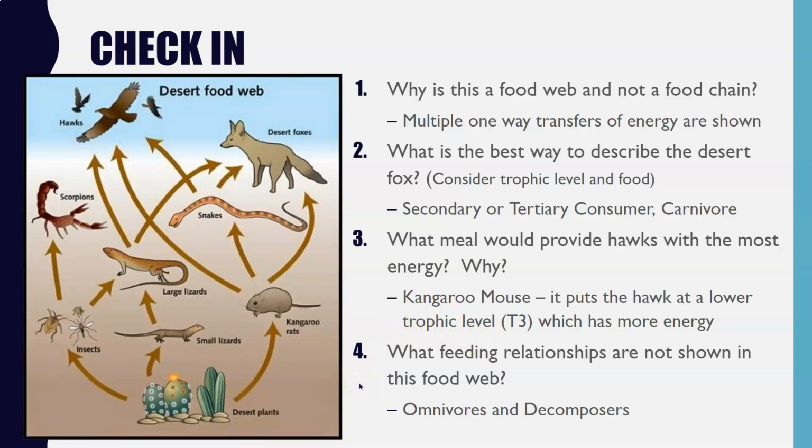And then last question, number 4, what feeding relationships are not shown on this food web? We're not seeing omnivores, which are plant and meat eaters, and we're not seeing any decomposers. Okay?